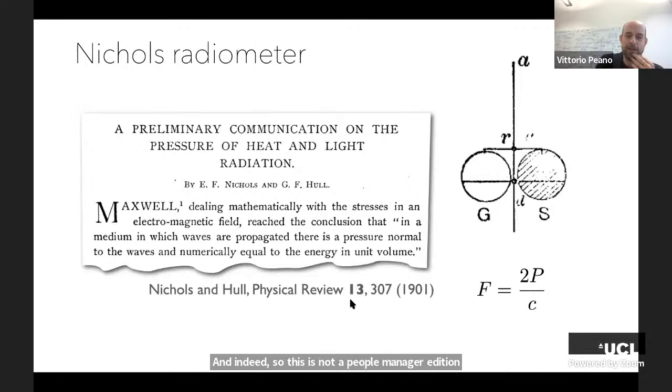This was achieved by Nichols and Hull, who had in spirit a similar device. It also had these plates with an absorbing and a reflecting side, but now they were mounted on a so-called Nichols radiometer, which is basically a torsion pendulum. They shone light on it, and they were able to measure the angular displacement caused by the radiation pressure. This was very early, in 1900, and they were able to measure the radiation pressure with a precision of 1%. So this was really quite an impressive experiment.